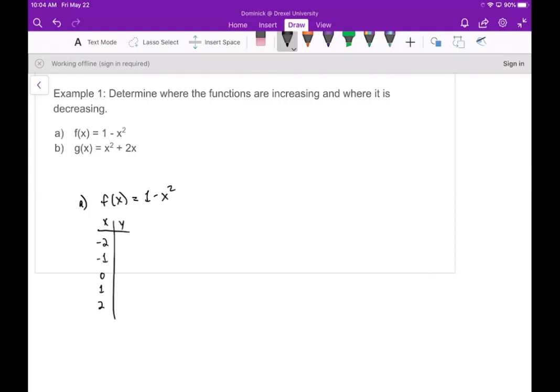If we plug in -2, we get 1 minus 4, so we get -3. If we plug in -1, we get 0. If we plug in 0, we get 1, and then we come back down. 1 minus 1 is 0, and then 1 minus 4 is -3. If we plot our points, we have -2 comma -3, so that's here. -1 comma 0 is here. 0 comma 1 is here. 1 comma 0 is here, and 2 comma -3 is here.